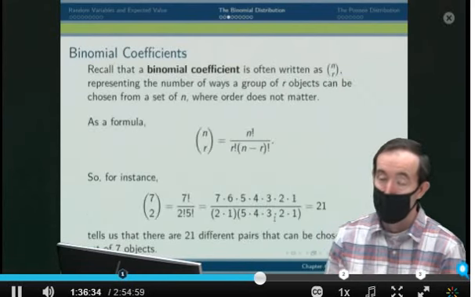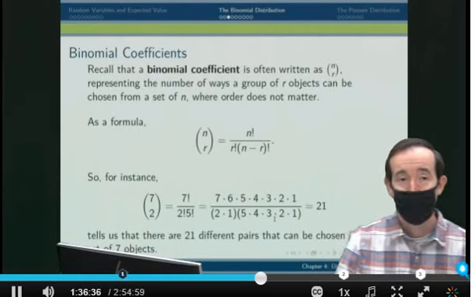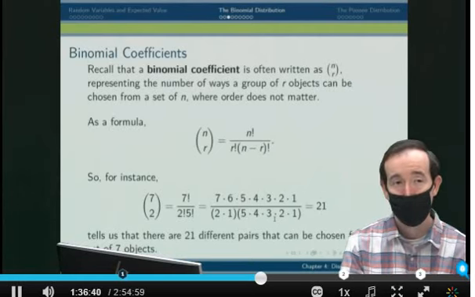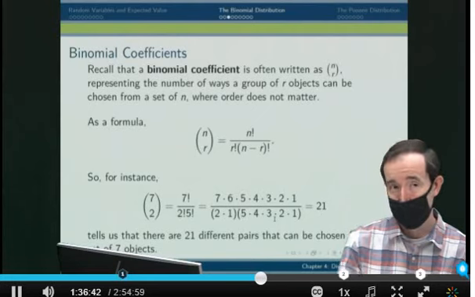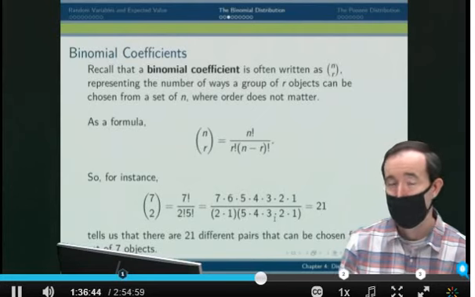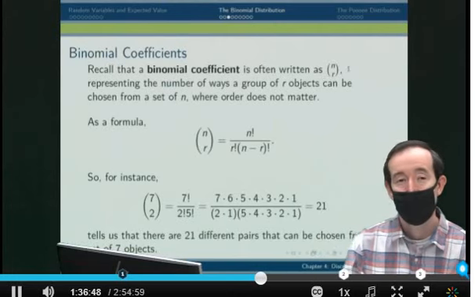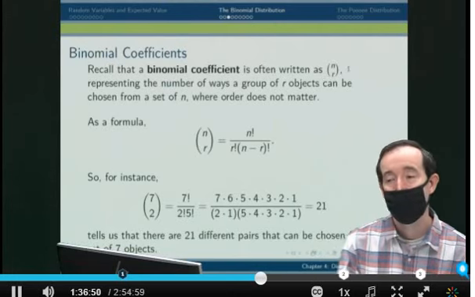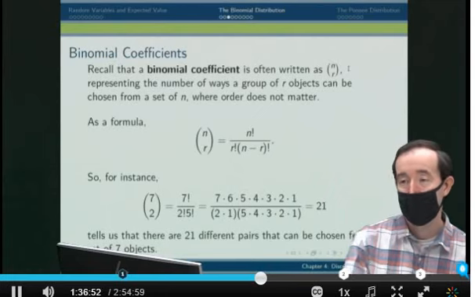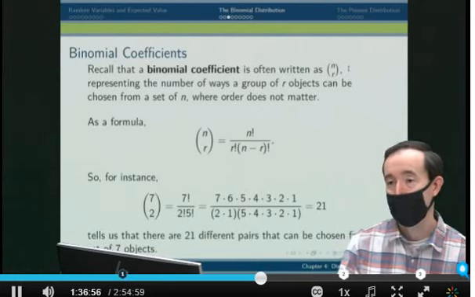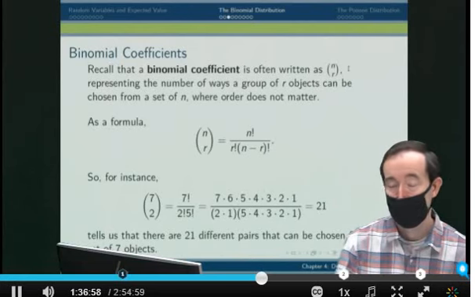Okay. So I'm going to take a slight detour. This is really just to remind you of something we saw, I guess it was a couple weeks ago at this point. A binomial coefficient. N choose R is often how we describe that. It's a way of calculating how many ways I can select a group of R objects out of a group of N to begin with. And that's where order does not matter.